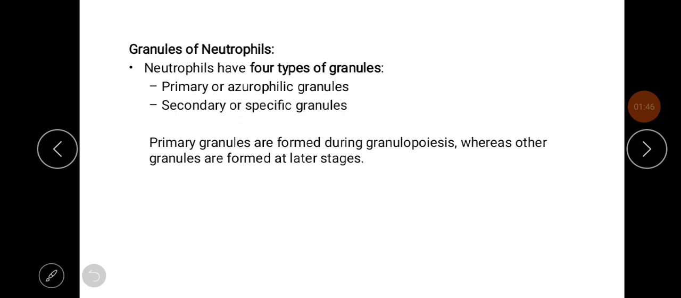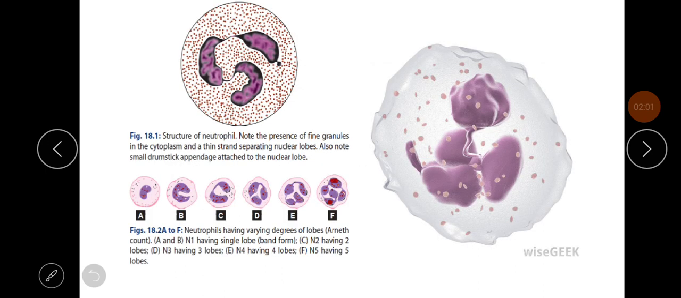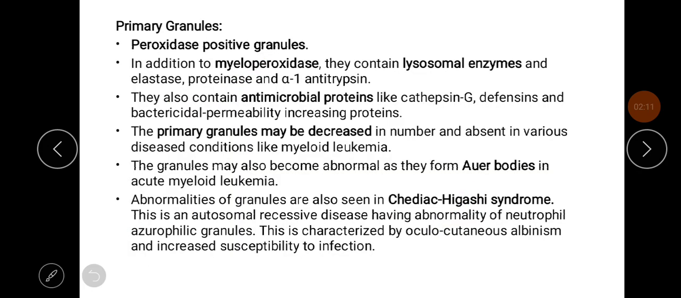Granules of neutrophils are of two types: primary azurophilic granules and secondary specific granules. The primary granules are formed during granulopoiesis, whereas the other granules are formed at later stages. So this is a typical diagram showing a neutrophil with hypersegmented nucleus. Primary granules are peroxidase positive granules.